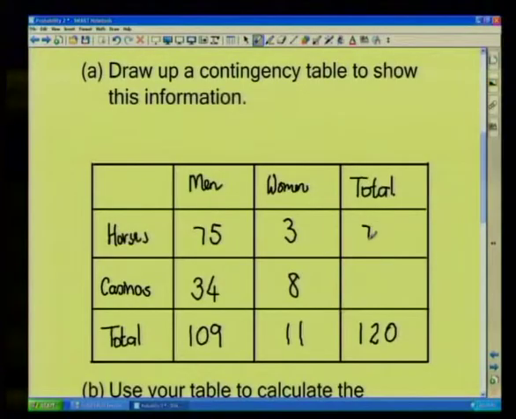So this should be 78. 75 plus 3 is 78. 34 plus 8 is 42. And if I add those two together, I should get 120 again. So that's my total. Again, if you're not sure, make sure that you are checking on your calculator. There's no marks for making careless mistakes.